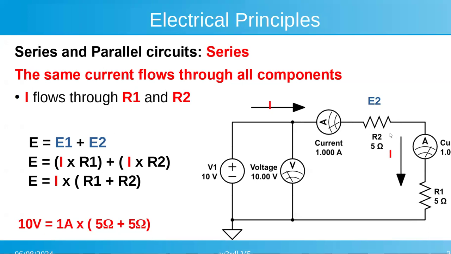In the case of R2, this is a good example for showing the difference. It's also 5 ohms and it's got 1 amp through it, so it's another 5 volts. So the 5 volts will add up to the 10 volts of the battery, because the voltages around that loop have to equal 0. But the current through those is going to be the same.